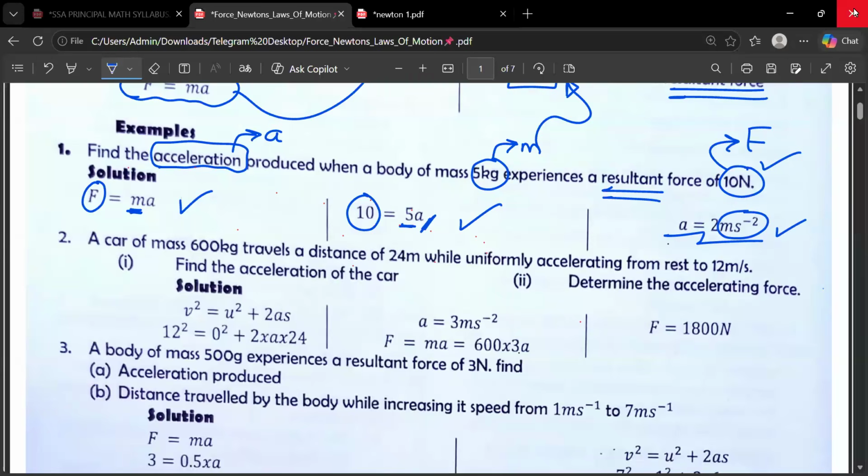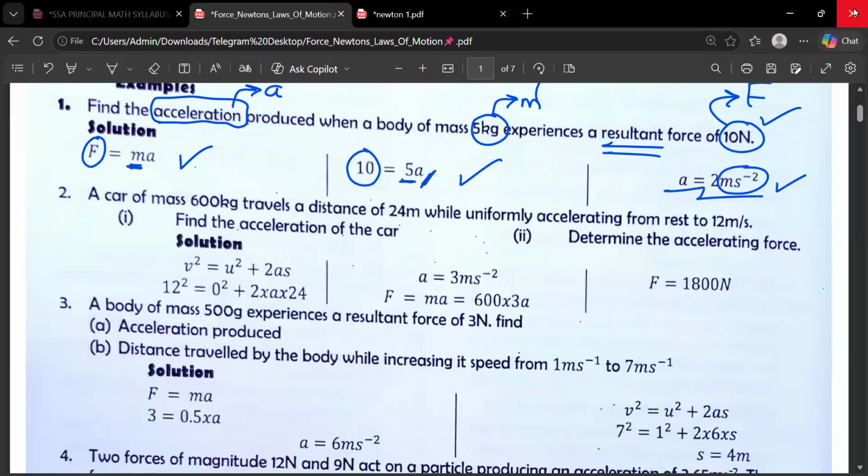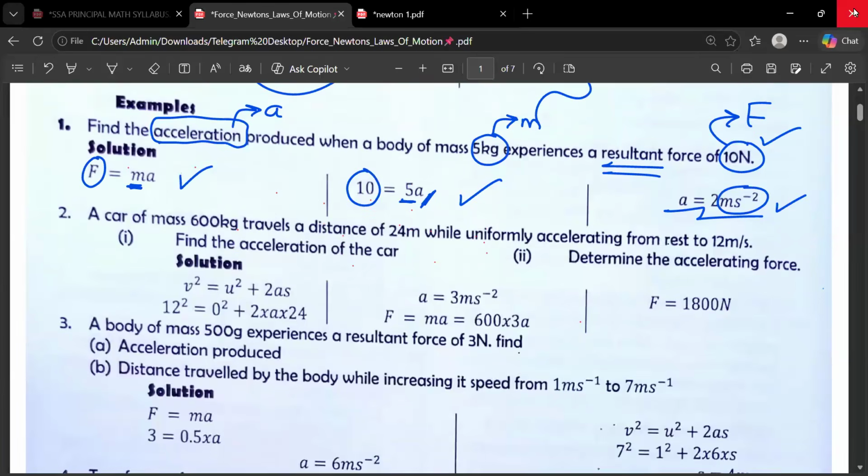So you're supposed to be well conversant with that. I don't know if I talked about it in linear motion, but I usually talk about it in most of the cases. Okay, so that is it. So that's how you can summarize from the question and just transfer your solution onto the answer booklet.